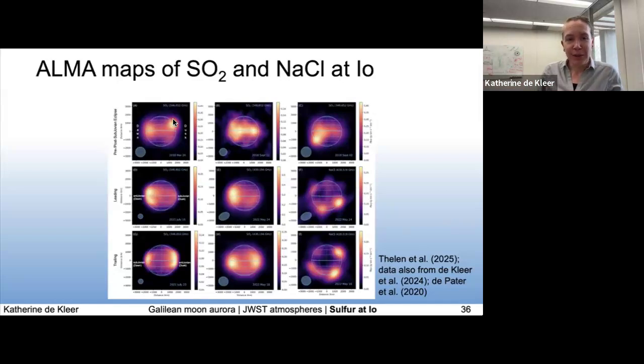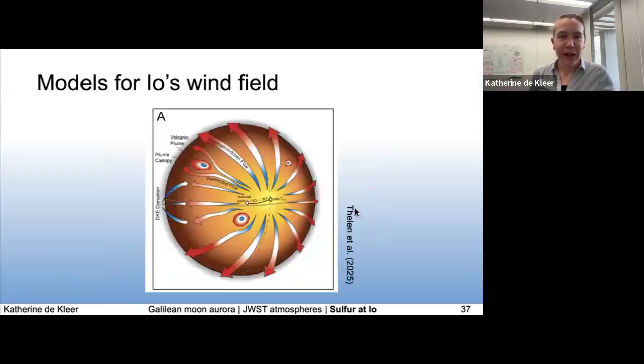Occasionally, you see these blobs that are probably enhancements due to volcanic plumes. And then when you go to the NaCl panels, all of the emission is in little blobs because those species exist exclusively in volcanic plumes. So ALMA gives us the high spectral resolution to actually measure Doppler shifts and derive wind fields.